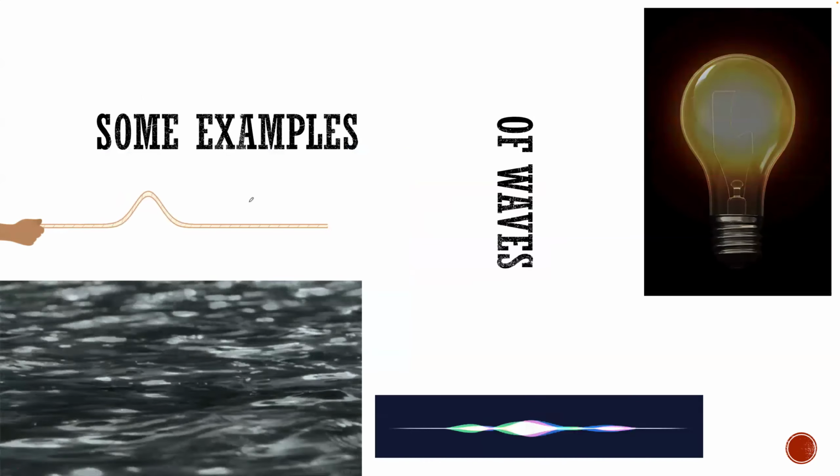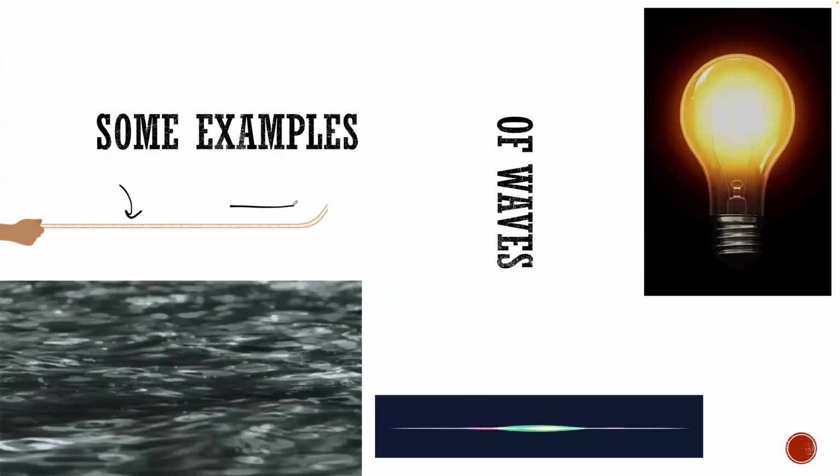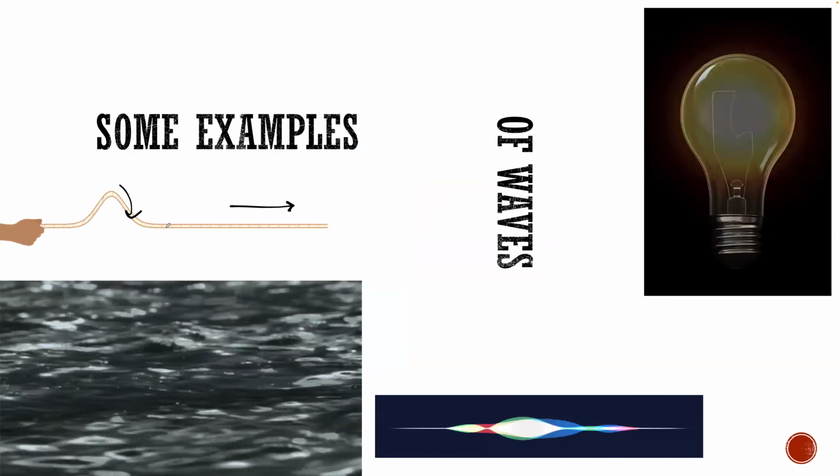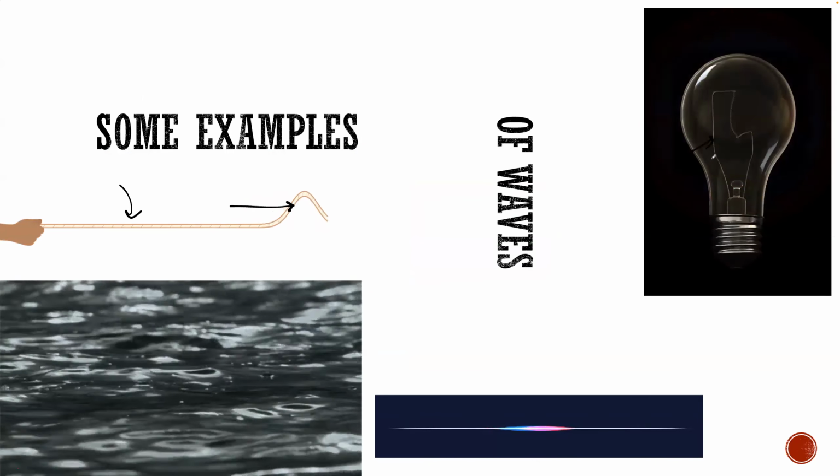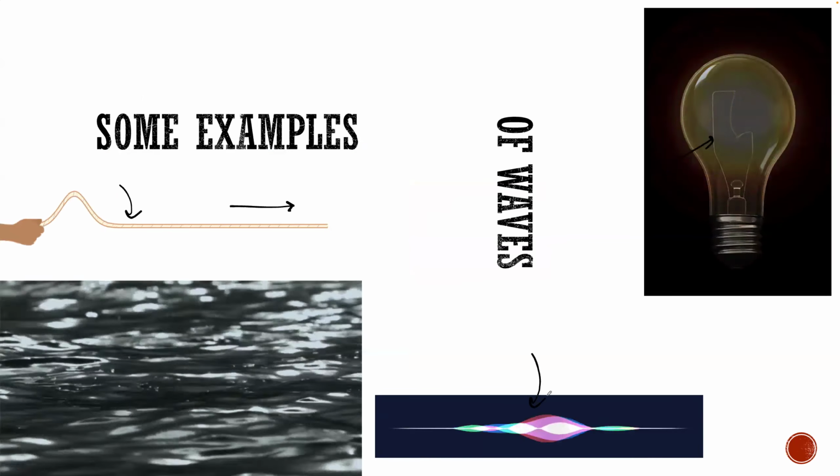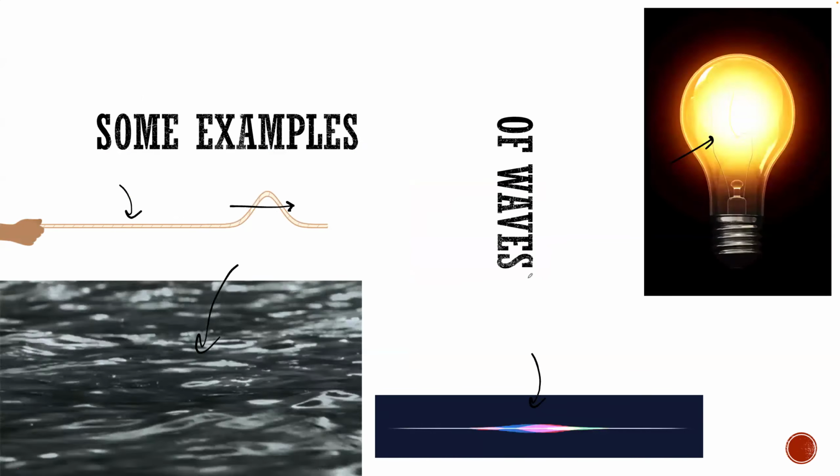So there are a few other examples of waves. This is a rope wave. You can see the wave is traveling to the right, meaning energy is propagating to the right. And this is your electromagnetic wave, light wave. I'm just representing a sound wave, and that's a water wave.